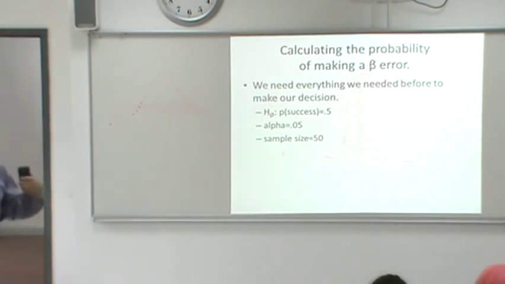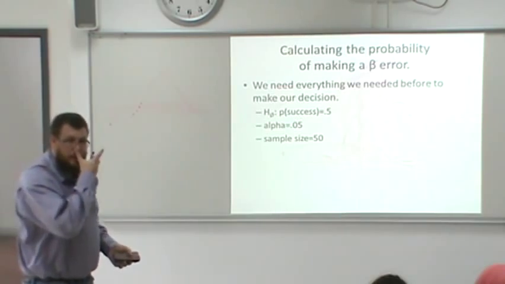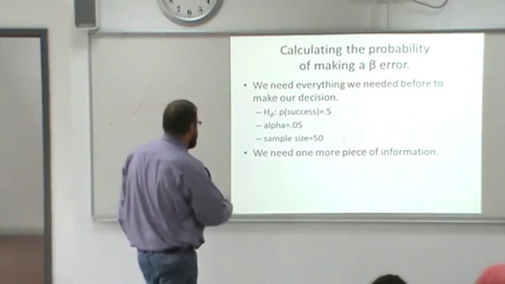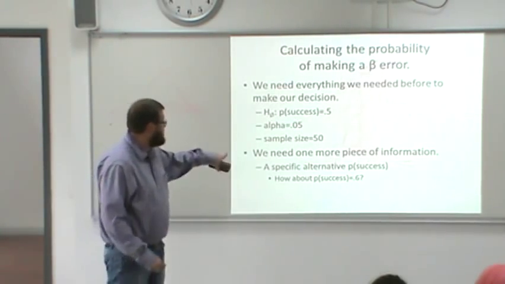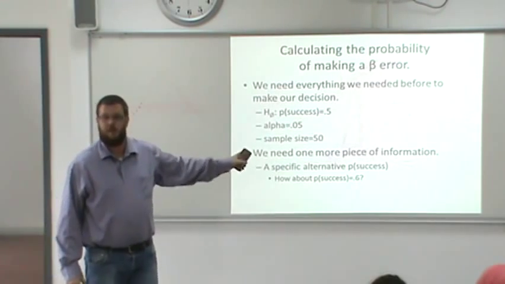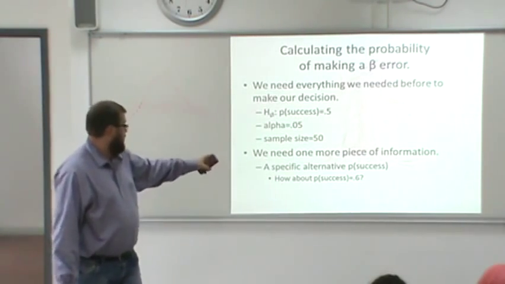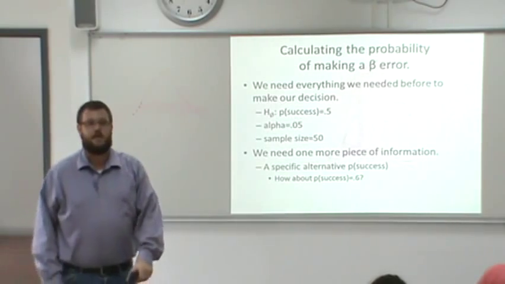But that is not necessarily the case, right? The true probability could be different. So we need one more piece of information, and that is a specific alternative probability of success. How about probability of success is 0.6?